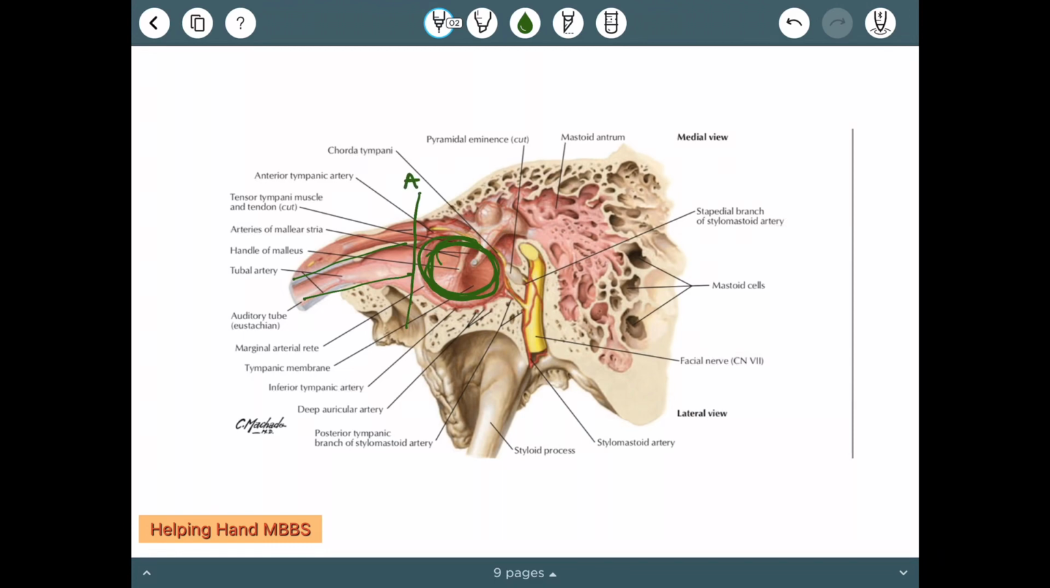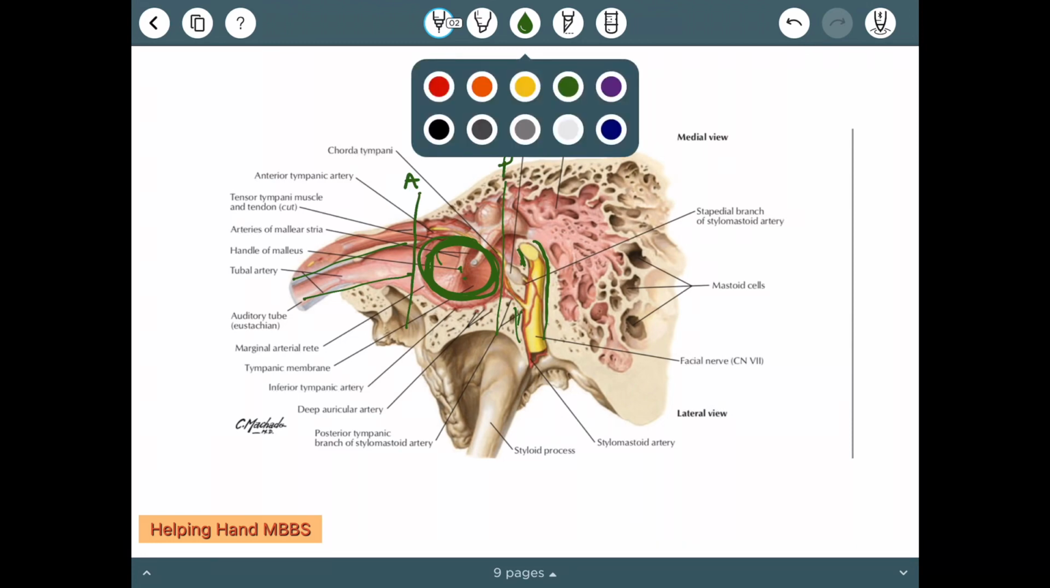This will be the anterior wall, this will be the posterior wall, and we are sitting in the middle ear and seeing the tympanic membrane. Just behind this tympanic membrane, there will be the external auditory meatus. So according to this diagram, we are sitting in the middle ear cavity. You can see the posterior wall of the middle ear cavity, and here you can see this is the facial nerve. This yellow nerve is our facial nerve.